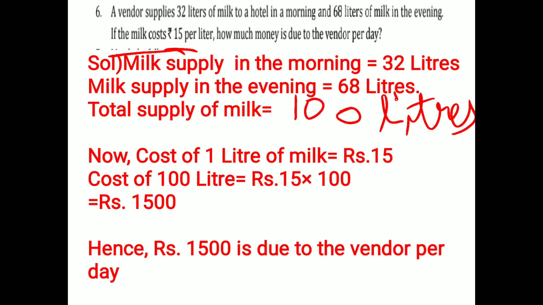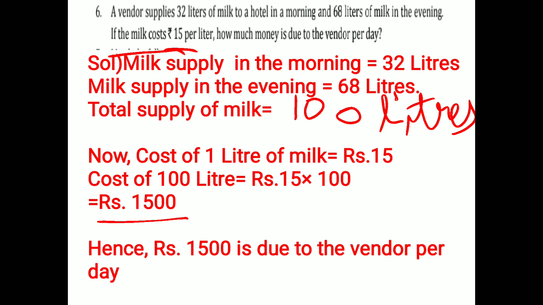The cost of milk is rupees 15 per liter. Means 1 liter cost is rupees 15. But you have to find the cost of how many liters? 100 liters. So the cost of 100 liters is rupees 15 into 100. So multiply it. The answer will be rupees 1500. Clear? Then we write the hence line.